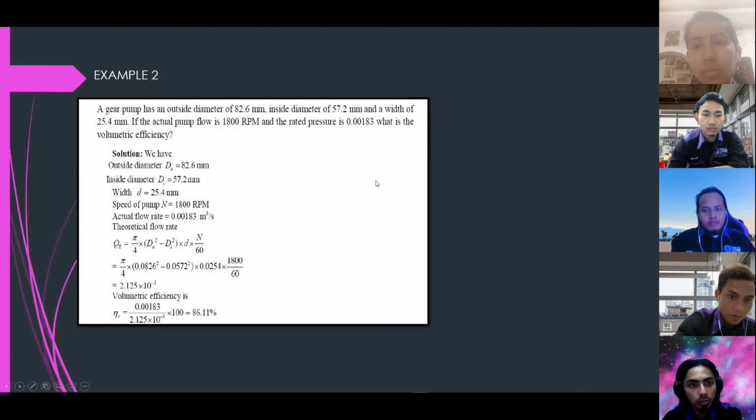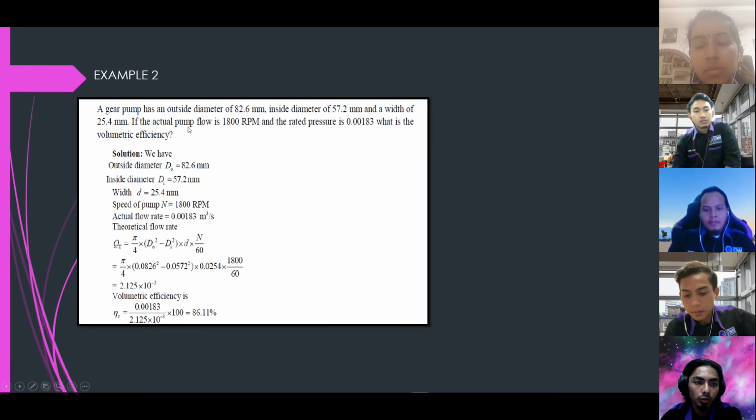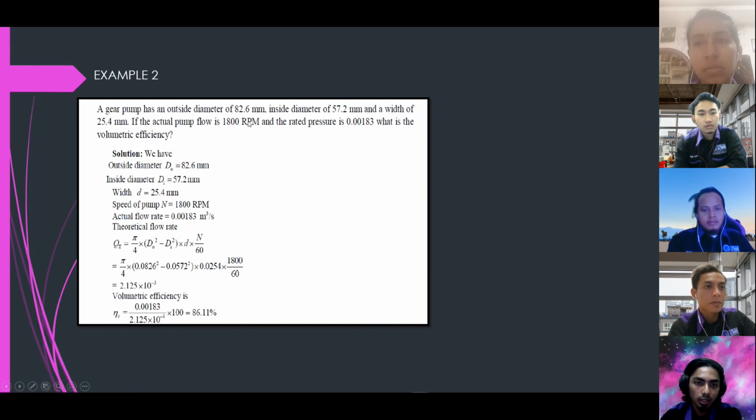For the next example, a gear pump has an outside diameter of 82.6 millimeters, inside diameter of 57.2 millimeters, and a width of 25.4 millimeters. If the actual pump flow is at 1,800 RPM and the rate is 0.00183, what is the volumetric efficiency?